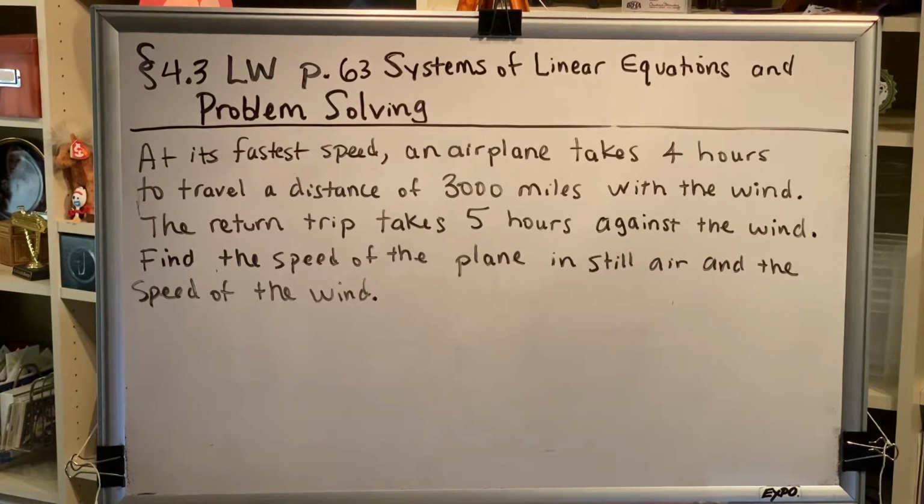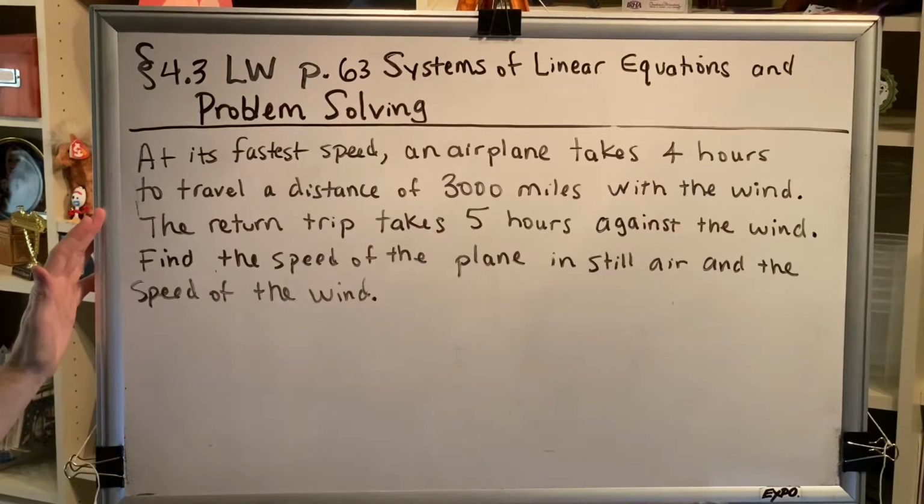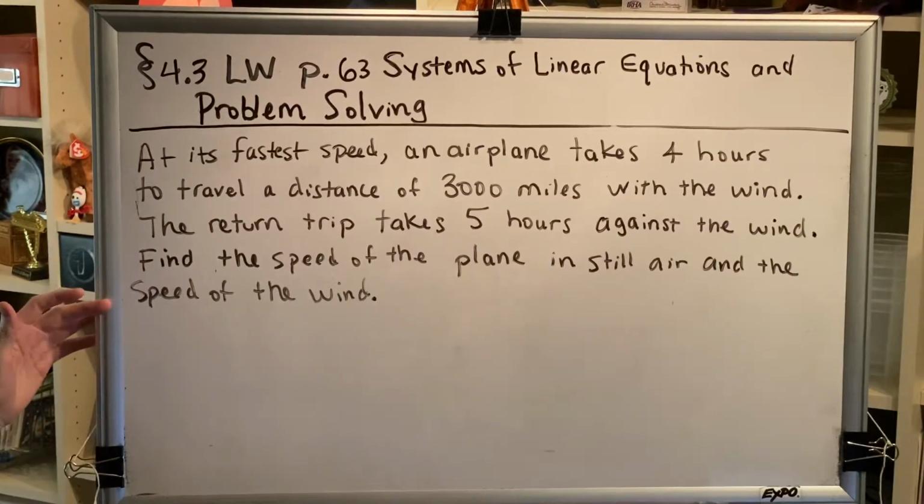Okay, our final problem from Learning Workbook, page 63. At its fastest speed, an airplane takes 4 hours to travel a distance of 3,000 miles with the wind. The return trip takes 5 hours against the wind. Find the speed of the plane in still air and the speed of the wind.